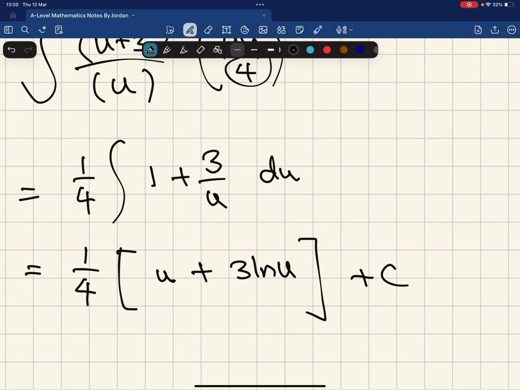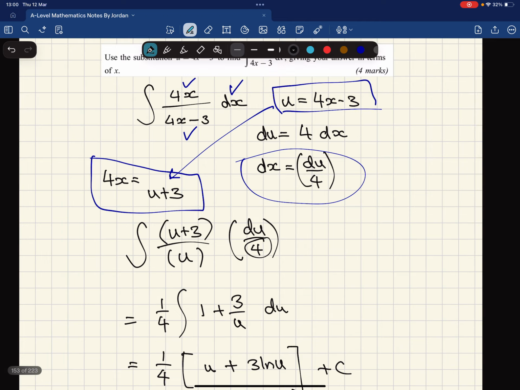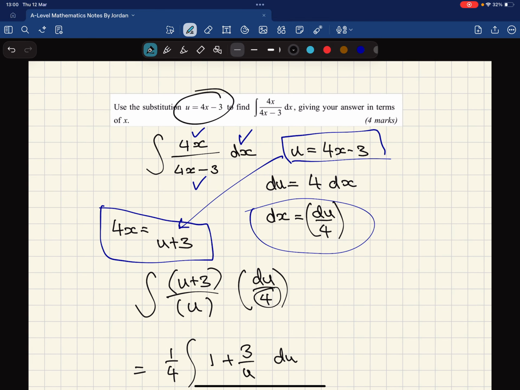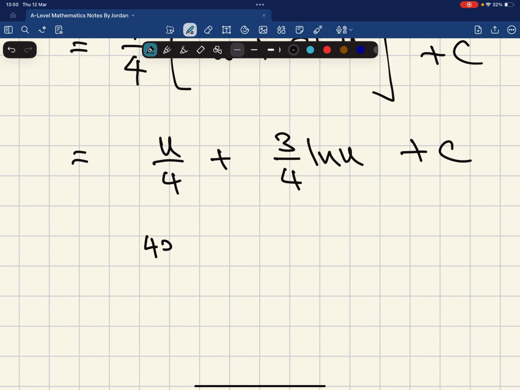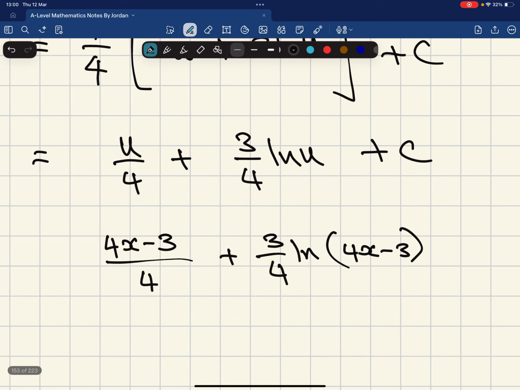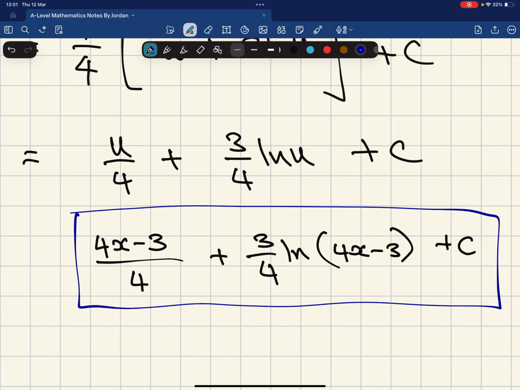Don't forget the plus c on the end. And then just putting the 1/4 through all of that, we have u divided by 4 plus 3/4 ln u plus c. Don't forget u was 4x minus 3, and so we put that back. 4x minus 3 over 4 plus 3/4 ln 4x minus 3 plus c. And that is your final answer.